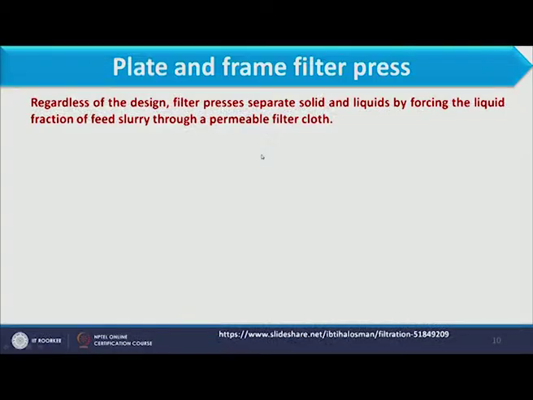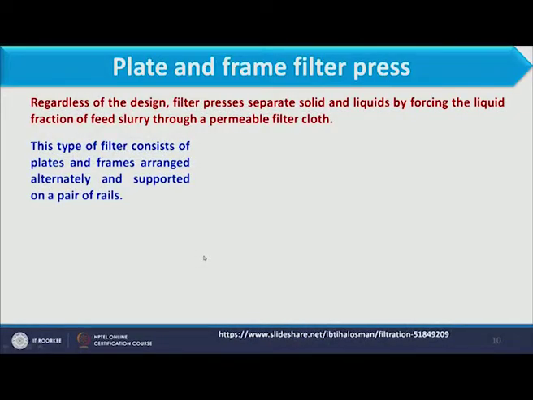The first one is the plate and frame filter press. Regardless of the design, filter presses separate solids and liquids by forcing the liquid fraction of the feed slurry through a permeable filter cloth. Here we use the filter cloth as a filter media, and it blocks the solid on the filter media and lets the filtrate penetrate through the media. So, it separates solid and liquid, the purpose for which filtration is known.